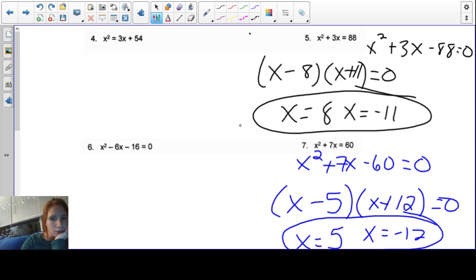Okay, so first things first, we want to move over some stuff. We want my x squared to be positive. So we're going to subtract over the 3x, and we're going to subtract over the 54.